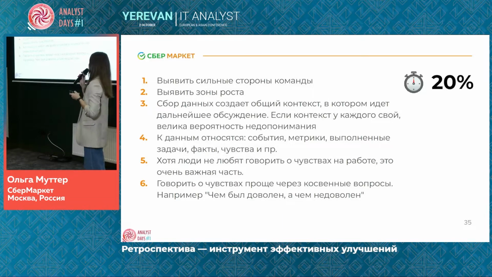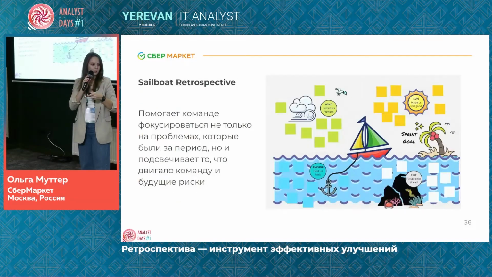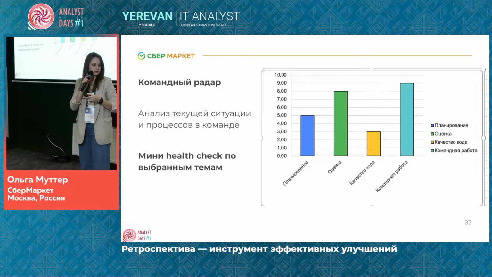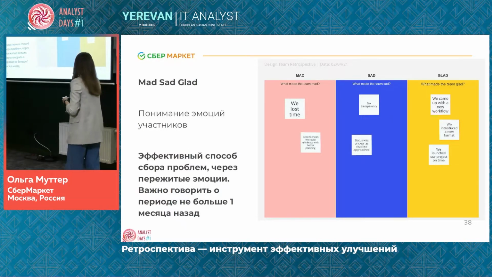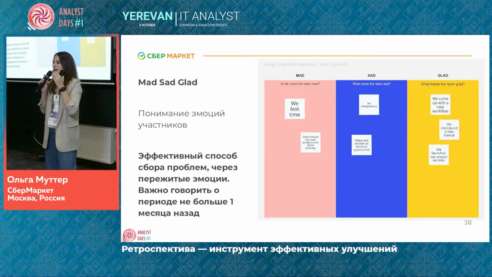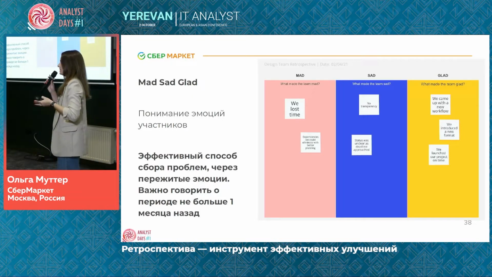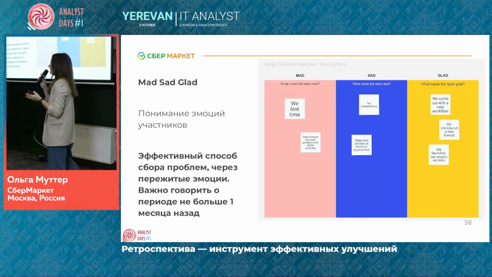What else is important here? Additionally, during the data collection, we are not talking only about dry numbers, we speak about feelings as well. I will start with feelings. There is a very good template called Mad, Sad, Glad. What in that past period drove a person mad, made him sad, or made him glad?